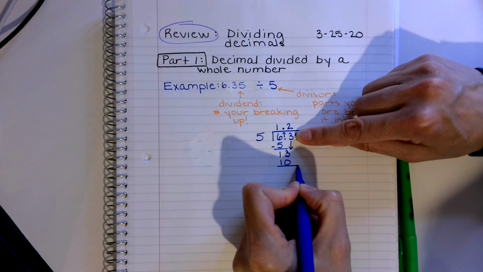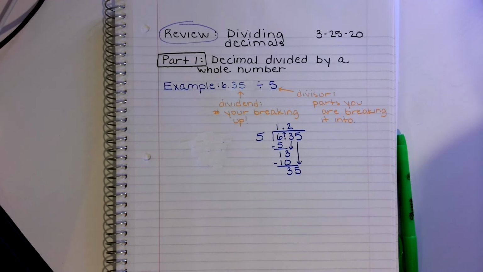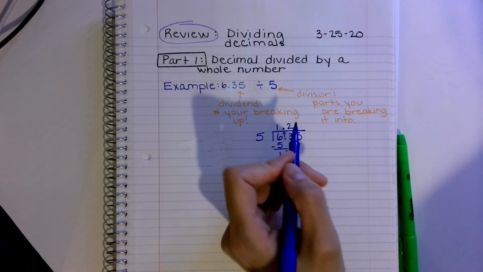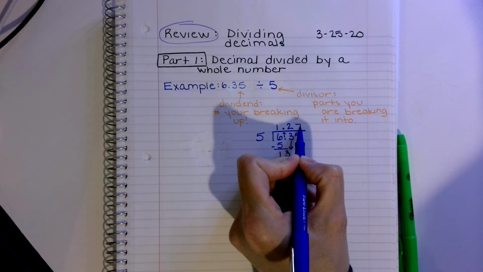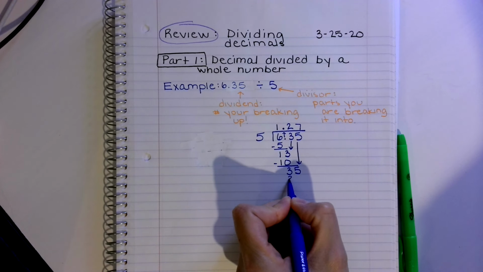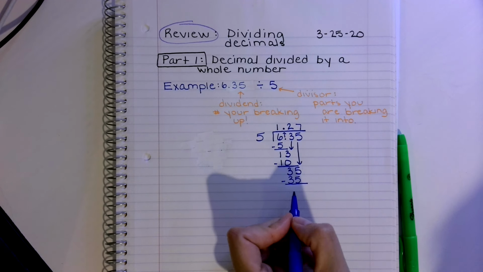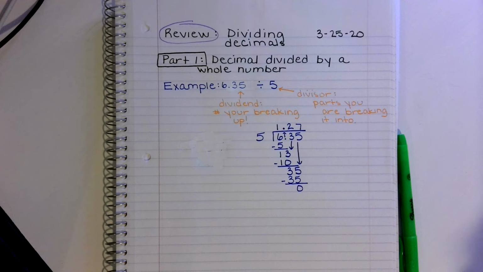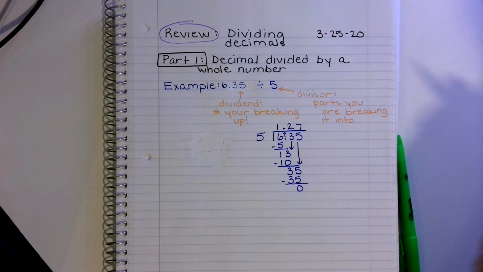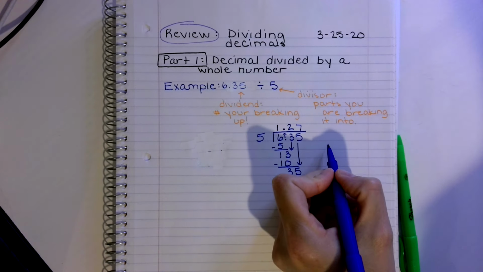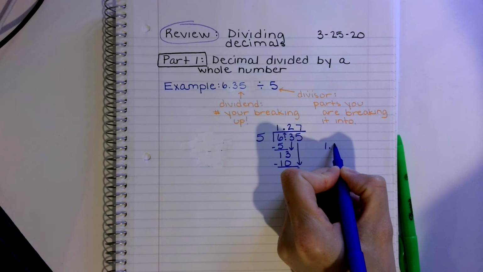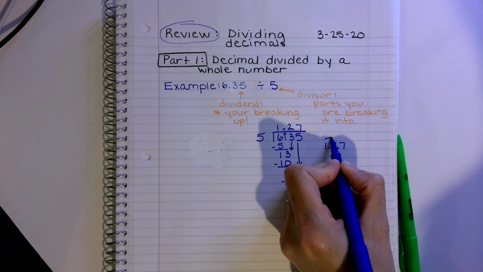Okay, so how many times can 5 go into 35 without going over? 7. Good. 7 times 5 is 35. 35 minus 35 is 0. When you have a decimal as your answer, you should not have a remainder. If you get a remainder, something's wrong. So your answer to this problem is 1 and 27 hundredths.